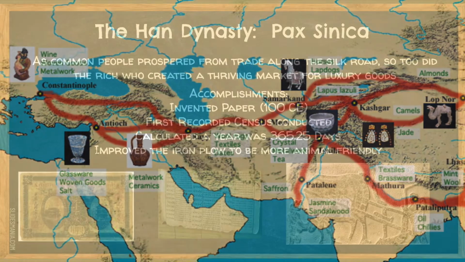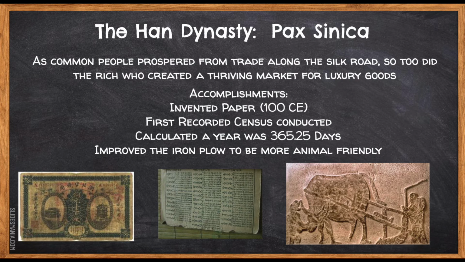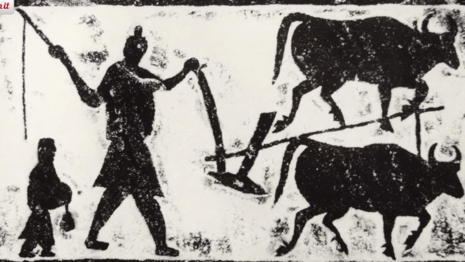During the Pax Sinica, other accomplishments include the invention of paper as an easier way of transportation of goods and ideas. We have the first recorded census, meaning people are actually counted. The Chinese also develop an accurate calendar of 365.25 days. And most importantly, they develop a better, more efficient way to use the iron plow, which is more animal friendly. They developed a yoke which did not put pressure on the animal's windpipe, which made the animals healthier, stronger, and ultimately made farming more productive.